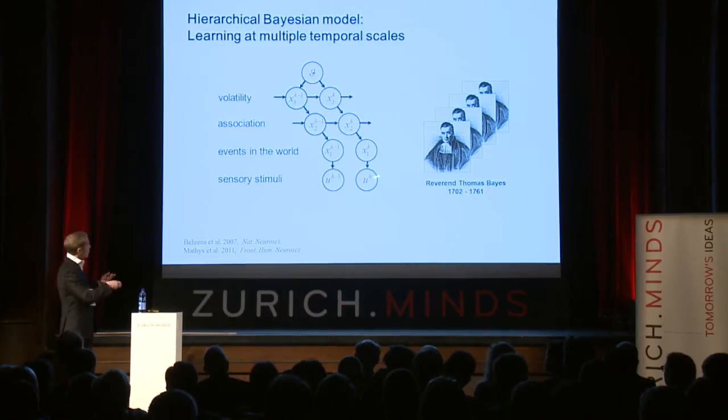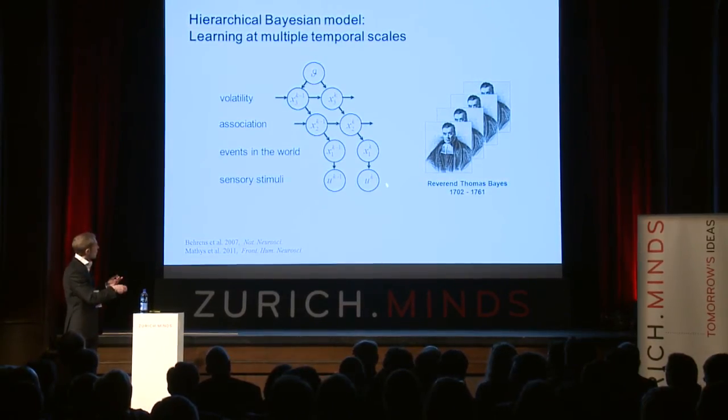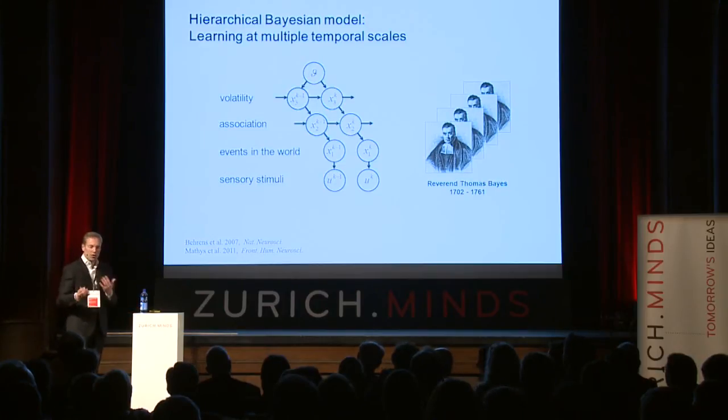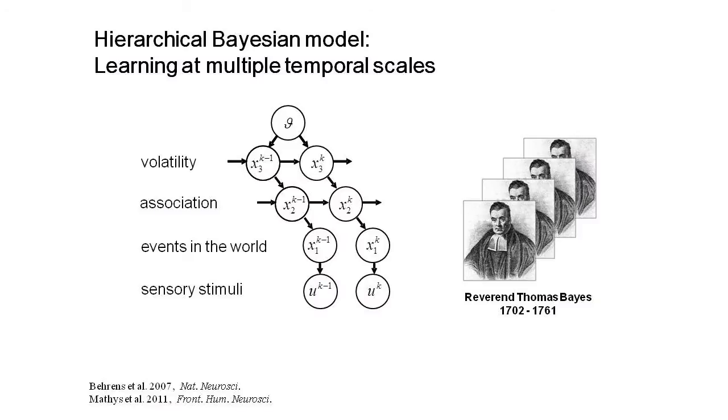In this case, we now need to invoke a hierarchical version of Bayes' theorem, where we learn about the sequence of sensory stimuli, how they arise from events in the world, how these events in the world are probabilistically coupled in time, and how this coupling changes as the world is changing. So we can apply this model, and I can tell you without showing it that it describes human behavior very nicely.